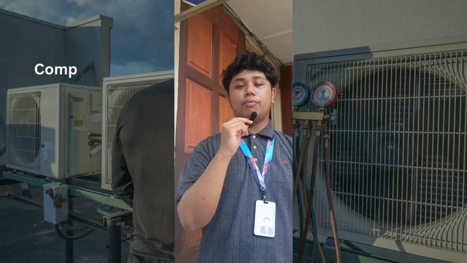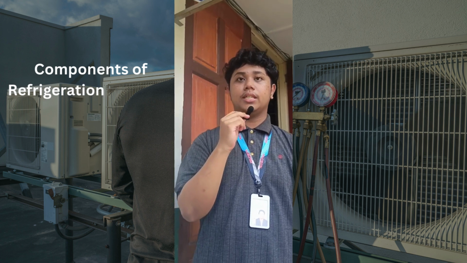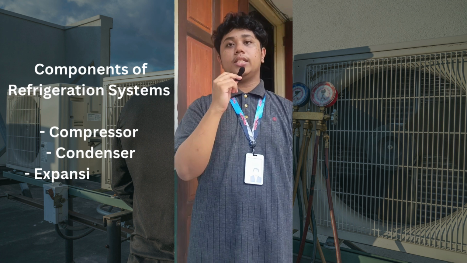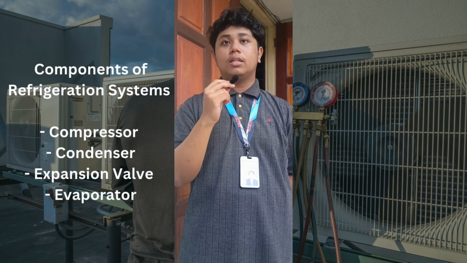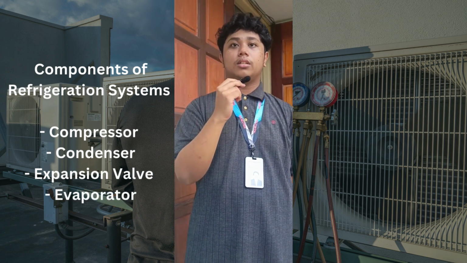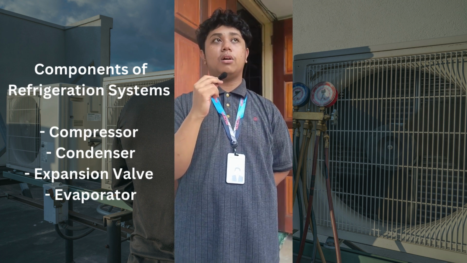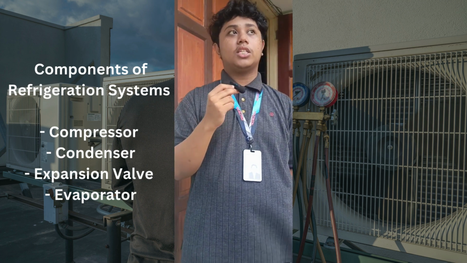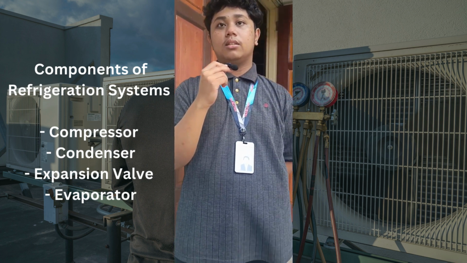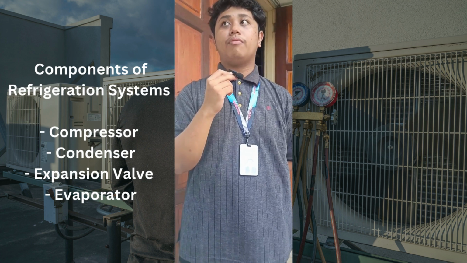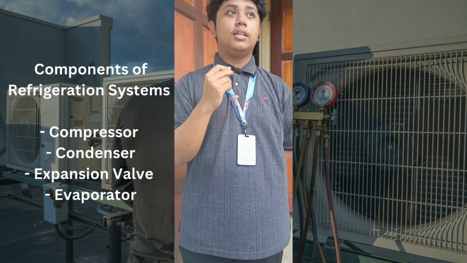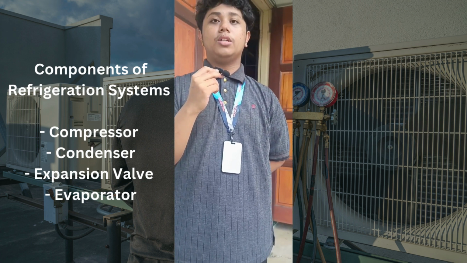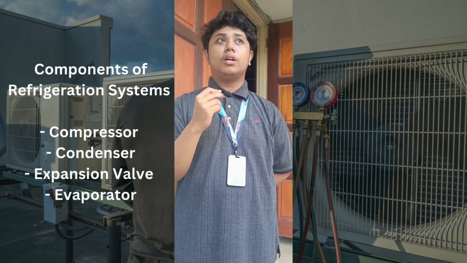There are 4 components in a refrigeration system. First is the compressor. The function is to increase refrigerant pressure. Second is the condenser. The function is to release absorbed heat. Third is the expansion valve or metering device. The function is to reduce the pressure of the refrigerant. And lastly is the evaporator. The evaporator is used to absorb heat from the environment.